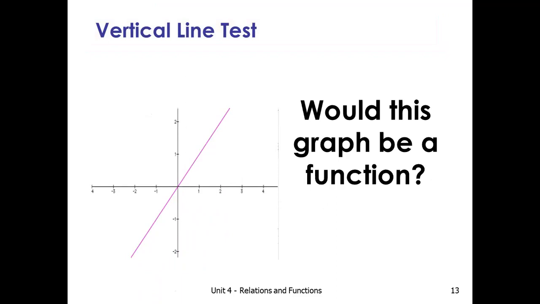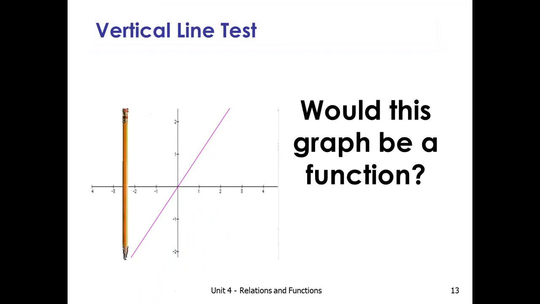Your parabola that opens either right or left fails this test as well. Okay, so let's proceed with this example. Would this graph be a function? Okay, we are given this diagonal linear graph. This is actually y is equal to x.